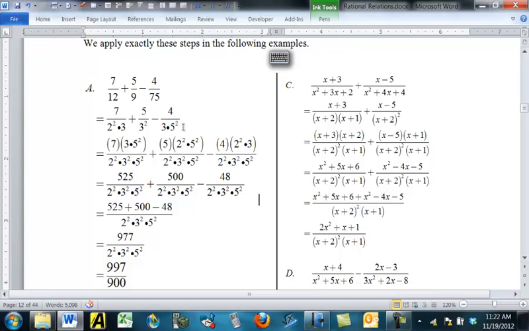Next one here, what's down here that's not here? Well, it's the 2 squared and one of the 3's. So 2 squared and 3, so we're multiplying top and bottom by 2 squared times 3. Our fundamental equivalence property of fractions allows us to do that.